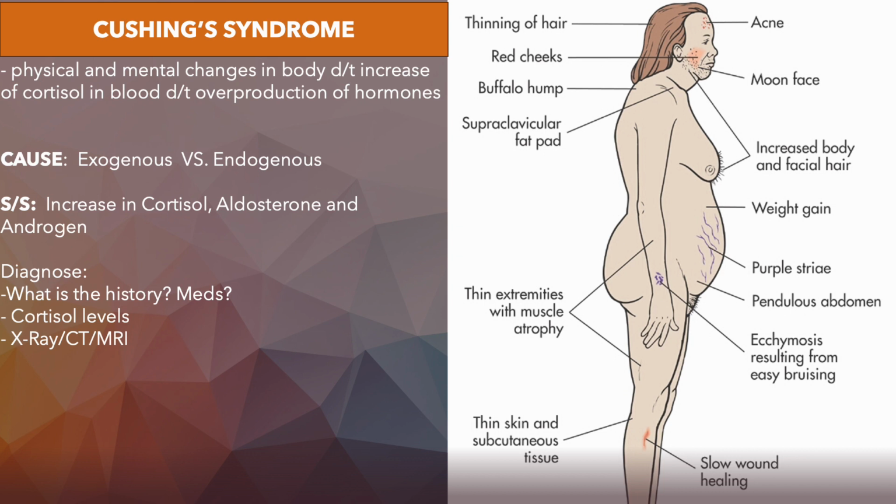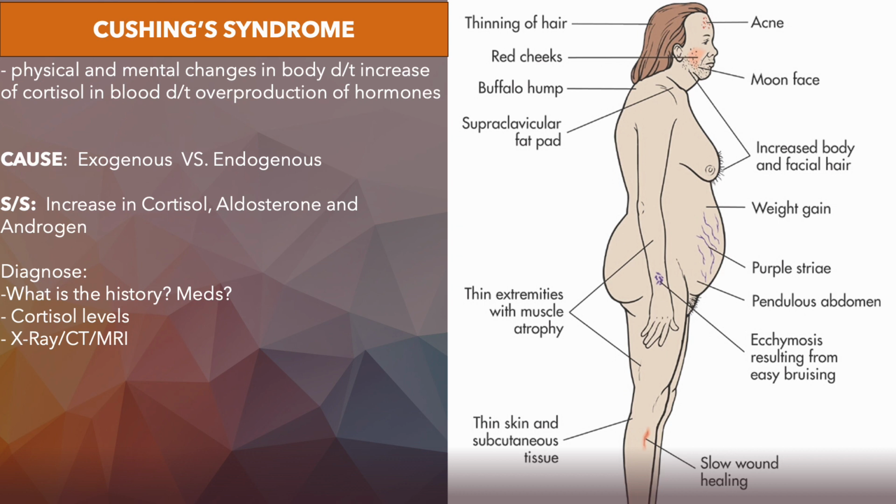So looking at the other end of the spectrum, when we have an overproduction of the hormones from the adrenal gland, we have what we call Cushing's syndrome. Cushing's syndrome can be caused by either exogenous or endogenous factors. The most common cause is an exogenous factor. Exogenous means there's an external stimulation from outside of the body. This is usually found in patients that are taking cortisol-like medications such as prednisone.